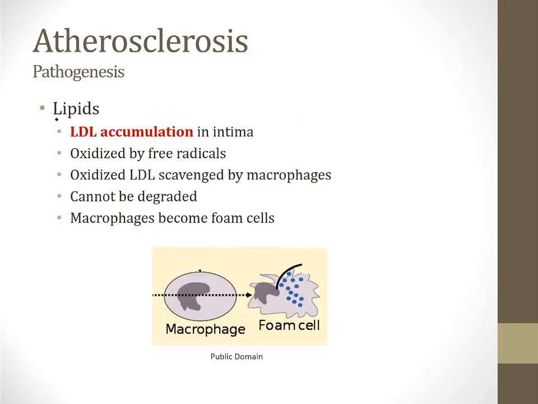Another key piece in the pathogenesis of atherosclerosis is lipids. LDL cholesterol particles accumulate in the intima layer of arteries, and there they become oxidized by free radicals. Exactly how this happens is incompletely understood, but it is those oxidized LDL particles that are taken up by macrophages, and they cannot be degraded. As a result, macrophages fill up with lipids and become something known as a foam cell, and these foam cells are found in atherosclerotic plaques.